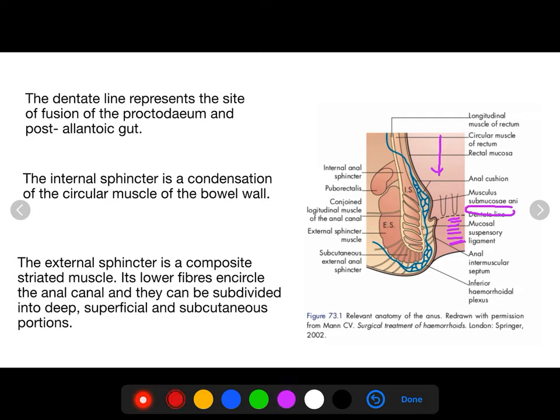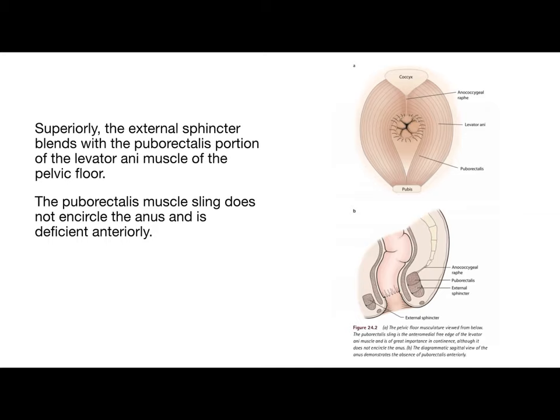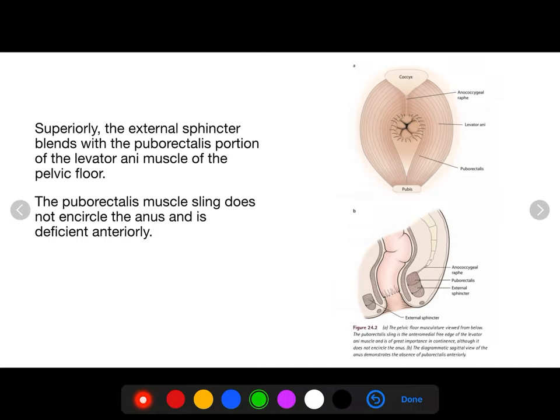The anal canal is composed of two sphincters. The internal sphincter is a condensation of the circular muscle of the bowel wall, while the external sphincter is composed of striated muscle. Its lower fibers encircle the anal canal and can be divided into deep, superficial, and subcutaneous portions. Superiorly, the external sphincter blends, which means mixes, with the puborectalis portion of the levator ani muscle of the pelvic floor. You can see that in this section.